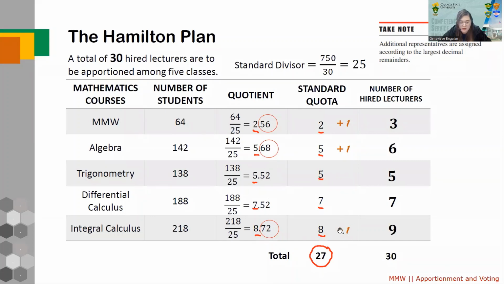So you have 7.2 directly first, add 1. So the 8 becomes 9. Okay, next is the largest. Who is next largest? See? 68. So here you add 1 to the standard quota. So it will become 6. Next is 56. I have added 1, so that is 3. So if we total 6 plus 3 plus 6 plus 5 plus 7 plus 9, a total of 30. So why don't we add 1 here?